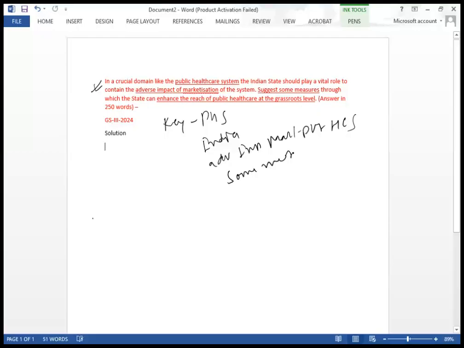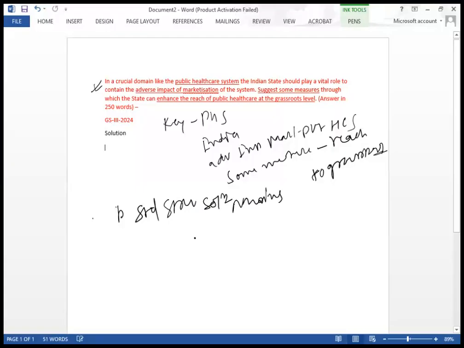And some measures to reach. Okay, these are the keywords. Just put your attention on this, and on the grassroots level. Okay, so before starting to solve this question, I just want to give a brief of the standard structure of solving a mains question in UPSC.